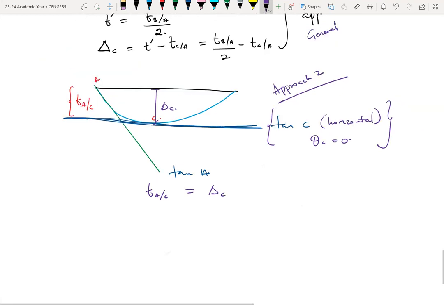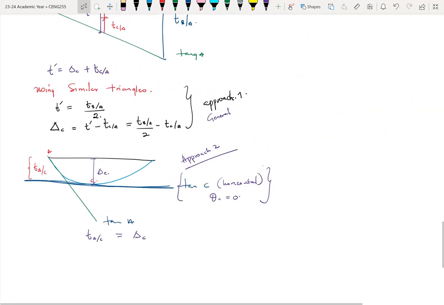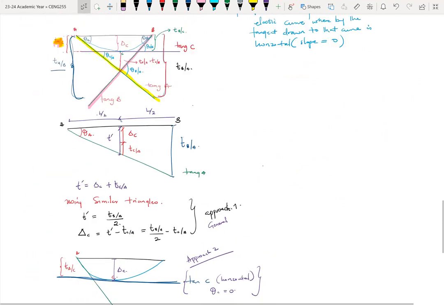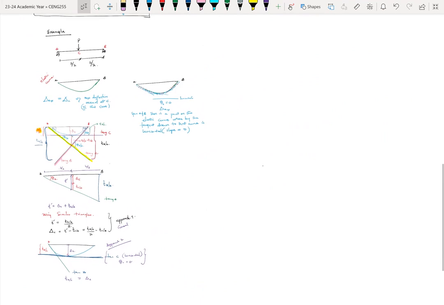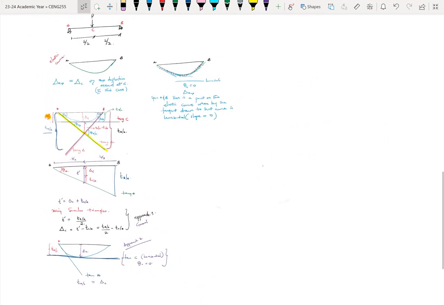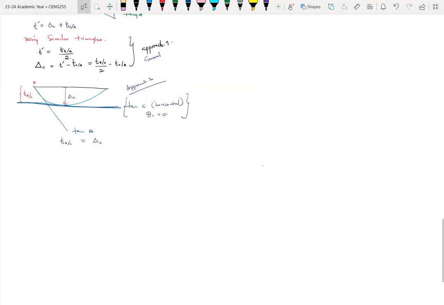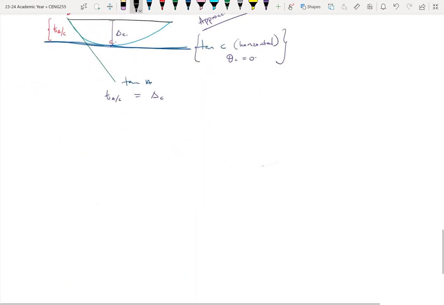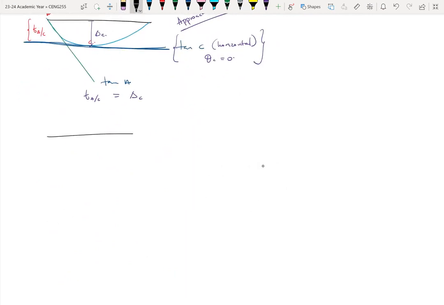Okay. So approach 1 is a general approach, and approach 2, I'll call it the specific approach. Okay. So in all of these, we need to draw a bending moment diagram, okay, which is one of the first things that we should have done earlier. So a bending moment diagram will take this shape, okay, where the maximum is PL over 4.